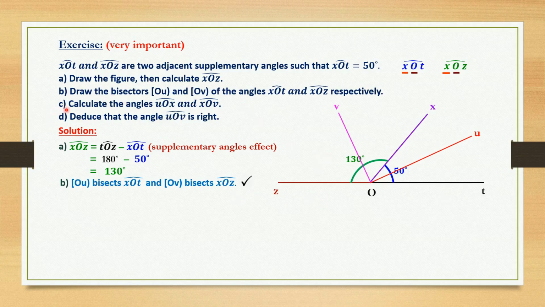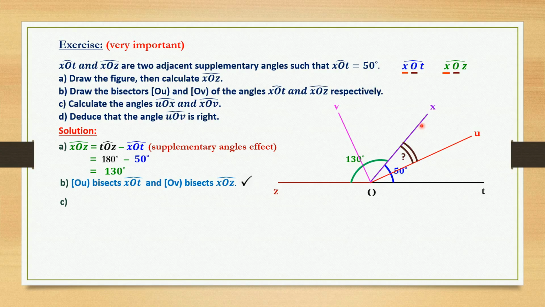Now question C, calculate the angles UOX and XOV. Let's start with UOX. Question C, question mark here. How are we going to calculate angle UOX? Of course, we cannot measure it. Here we know already that angle XOT is 50 degrees and the semi-line OU is the bisector of XOT. So of course we can deduce the measure of XOU.